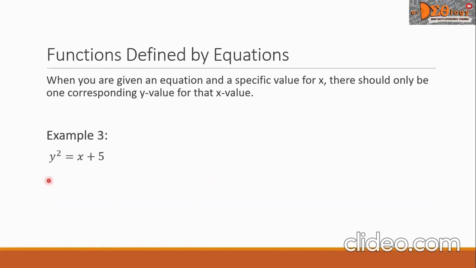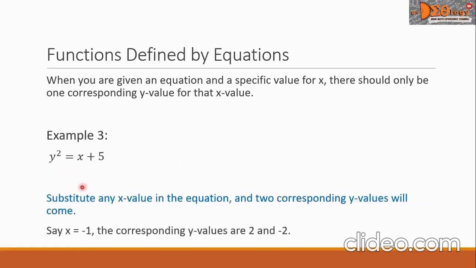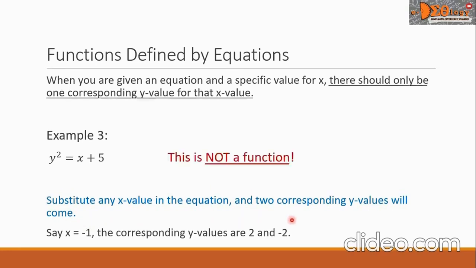Example 3, y squared equals x plus 5. We will substitute any x value in the equation, and two corresponding y values will come. Suppose we put x equals negative 1. The corresponding y values are 2 and negative 2. This is not a function because, as a rule, there should only be one corresponding y value for that x value.